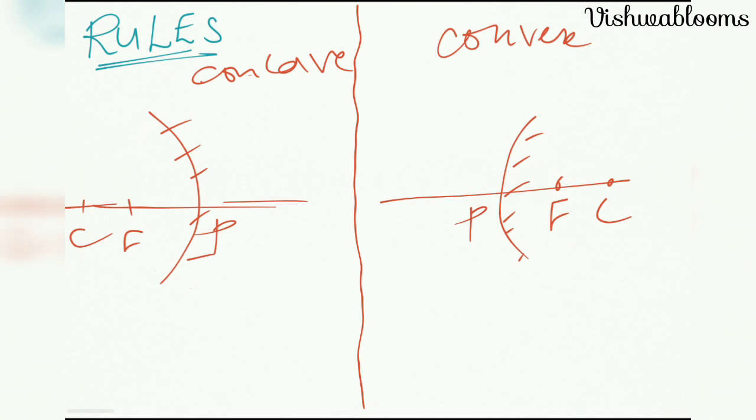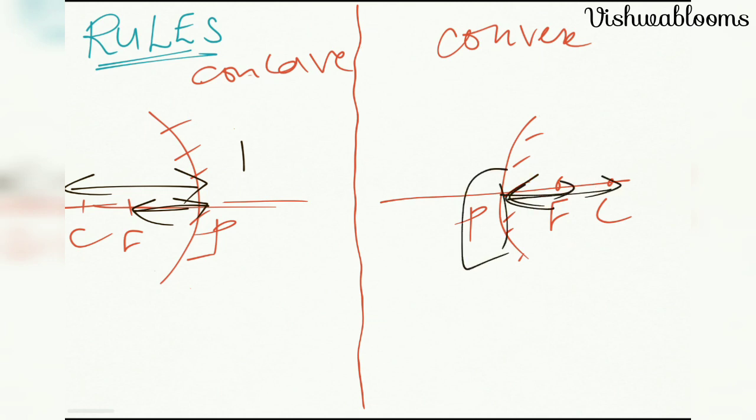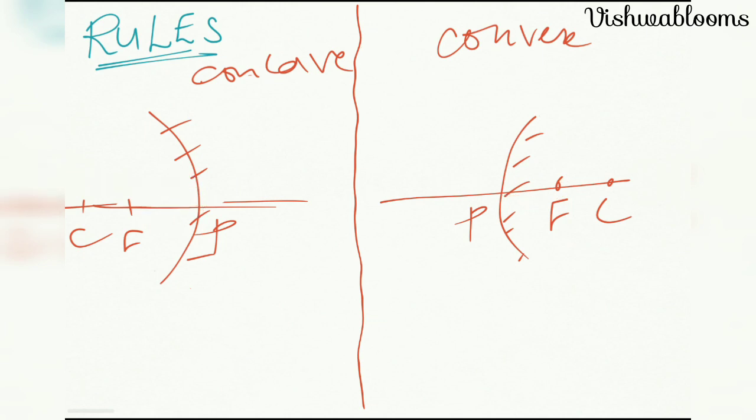Now, the second one is important. All the distances are measured from the pole. Just now I have explained, right? Focal length is also measured from the pole. Radius, everything is measured from the pole. Even object distance or image distance, whatever the distance is, it has to be measured from the pole only. That is the second rule. So what is the second rule? All the distances must be measured from the pole. That is the second rule, the pole rule. Remember. Next, distances measured in the direction of the incident ray are taken as positive.